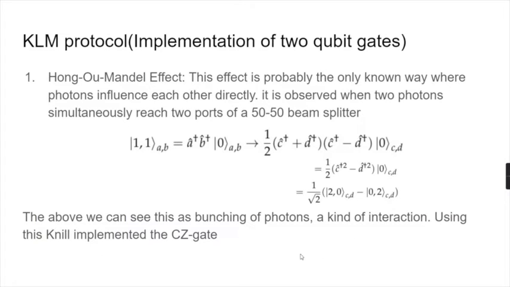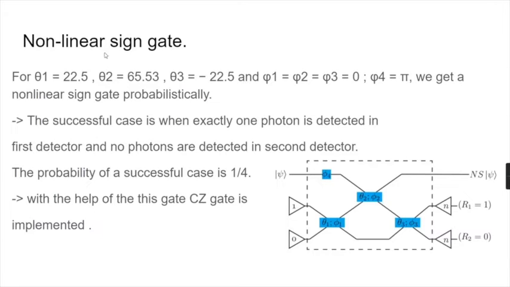With this they came up with the idea that we can use this effect and create the NS gate. From the NS gate we can create the CZ gate. The first one is the NS gate. In the NS gate they have used three beam splitters and one phase shifter, and this is the setup they have put, and these are the values they have given.